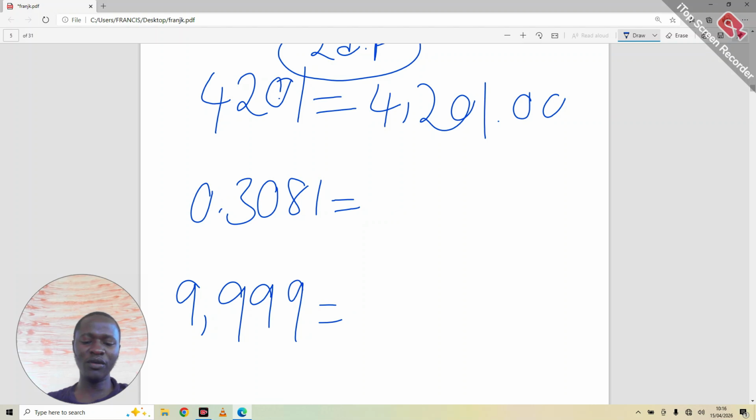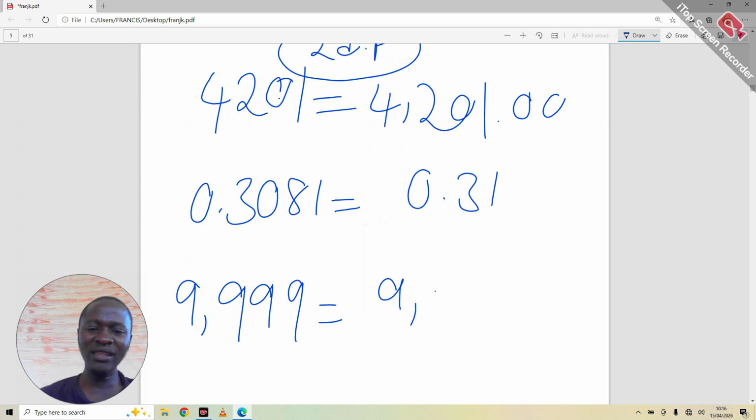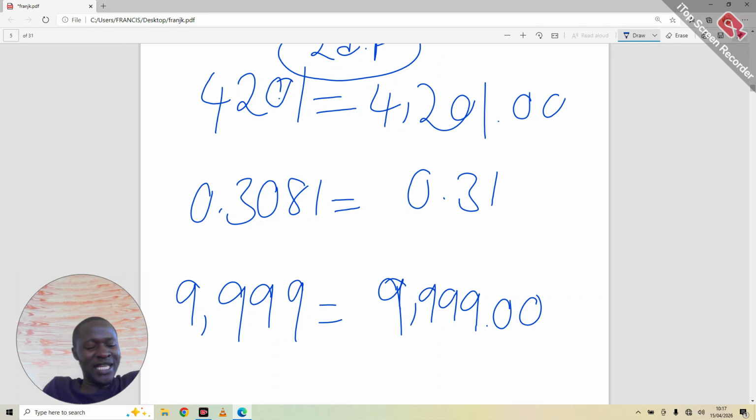How about 0.3081? Our answer will be 0.31. How about 9,999? Our answer will be 9,999.00. Very much easy, very much flowing, just like that.